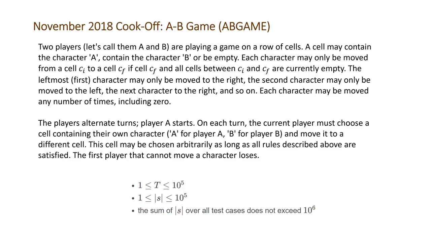The leftmost first character may only be moved to the right, and the second character may only be moved to the left, the next character to the right, and so on. Each character may be moved any number of times, including zero. The players alternate turns. Player A starts. On each turn, the current player must choose a cell containing their own character, A for player A and B for player B, and move it to a different cell. This cell may be chosen arbitrarily as long as the rules described above are satisfied. The first player that cannot move a character loses. And the question asks us to output the winner of this game.